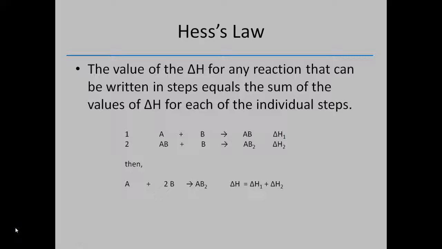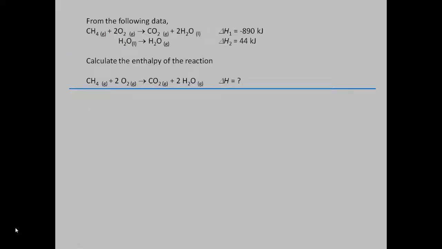To make sense of this, let's look at a specific example. Here we have a reaction, and we want to know the enthalpy change for the combustion of methane to produce carbon dioxide and water in the gaseous form. We're given 2 reactions. Our first reaction states the enthalpy change for the combustion of methane, and it produces liquid water. Our second reaction shows the conversion of liquid water into water vapor.